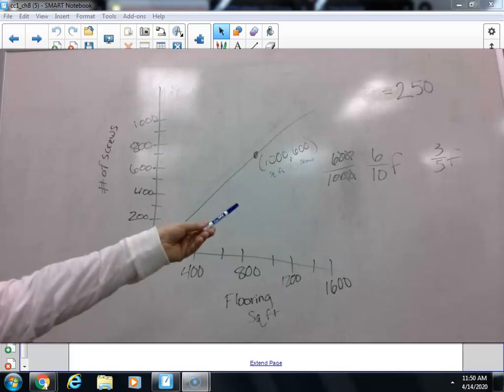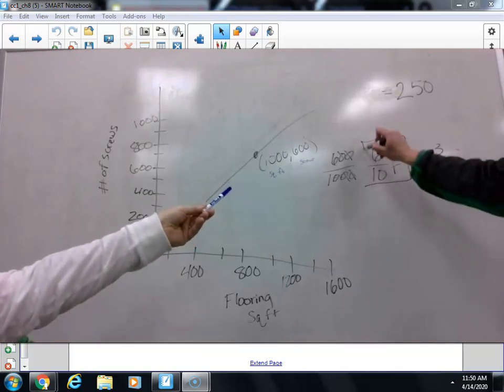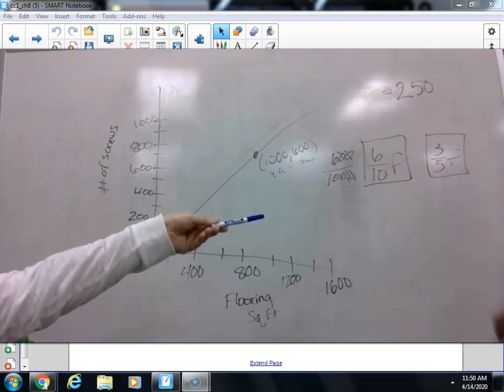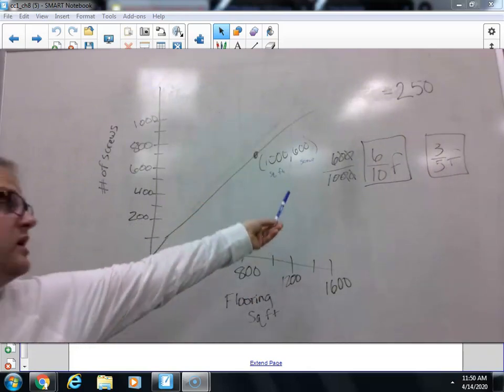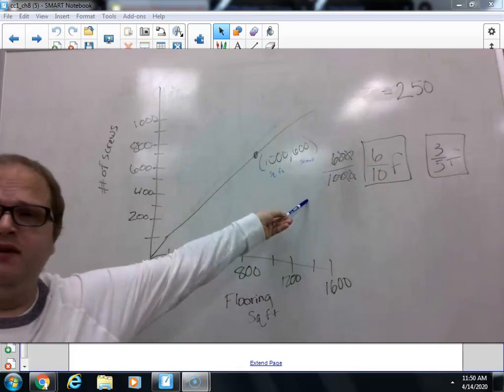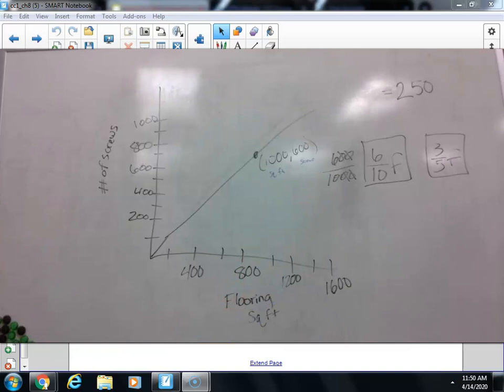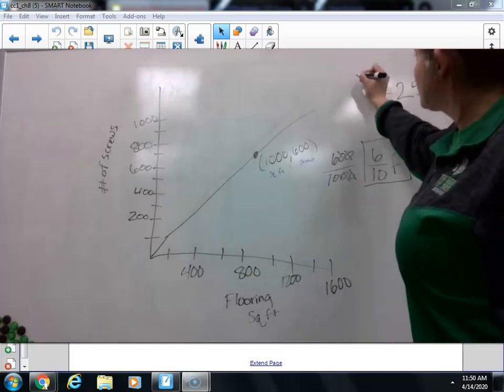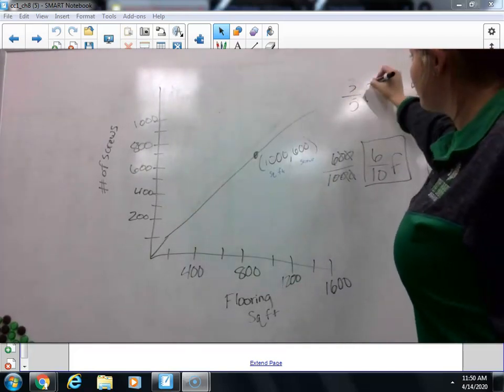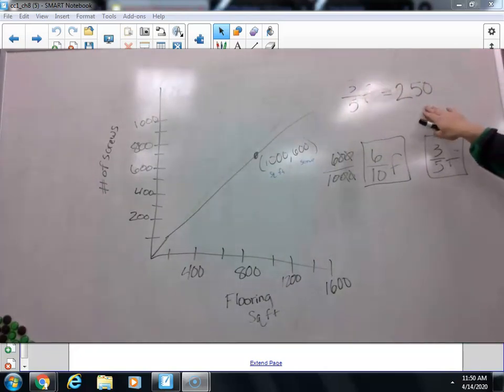So you have already written a couple of different expressions. 6/10 times F, we reduced it to 3/5 times F. You could have left it as 600 over 1,000 times F. The smaller the value of the fraction, the easier it is to solve later on. So how can we use our expression to now make an equation? For the sake of this, I'm going to use our smallest one, our reduced one. So 3/5 F, and it's going to equal 250 screws at home.